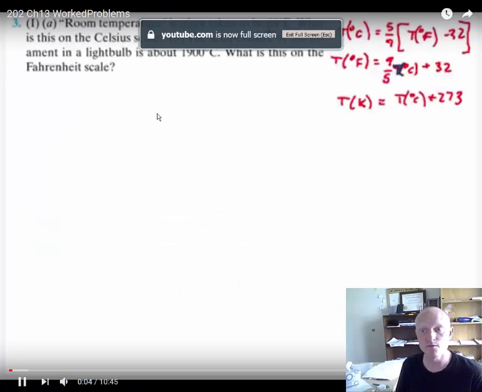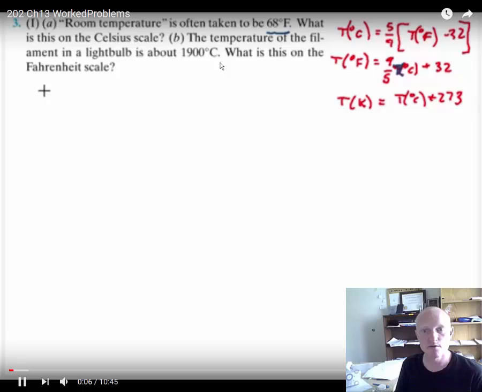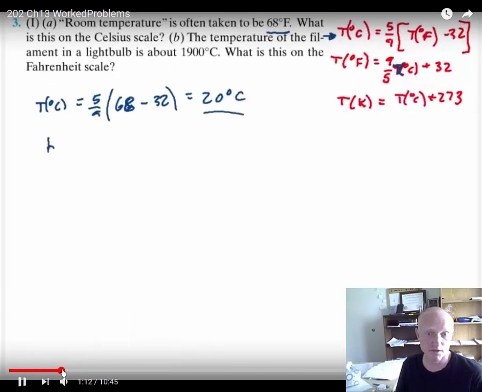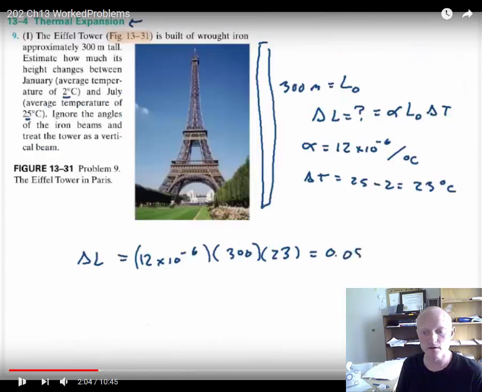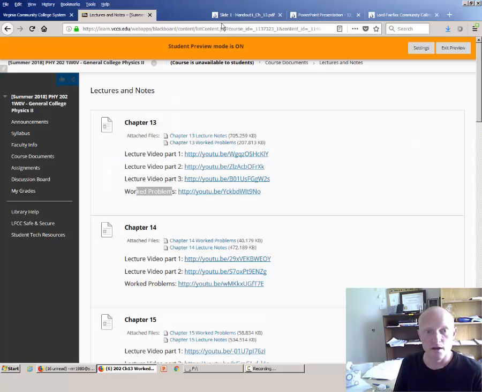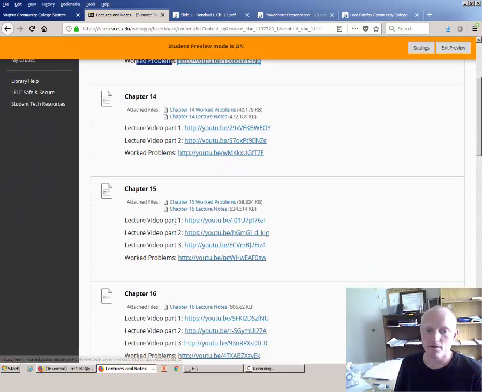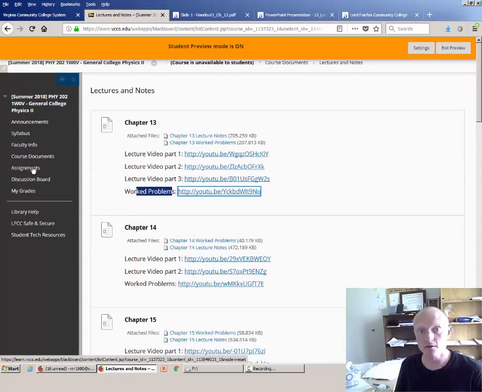It says just do some quick little conversions between Fahrenheit and Celsius. And again, this is me just going through and solving the problems that you saw on an earlier slide. So this is the Eiffel Tower problem. And then you see chapters 13, 14, 15, and so on and so forth. So that's all for course documents.